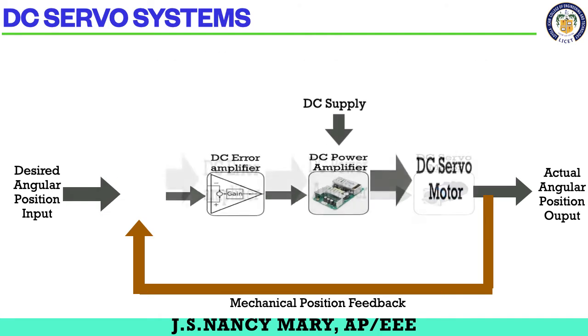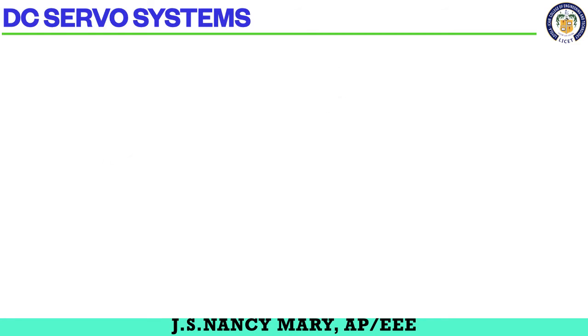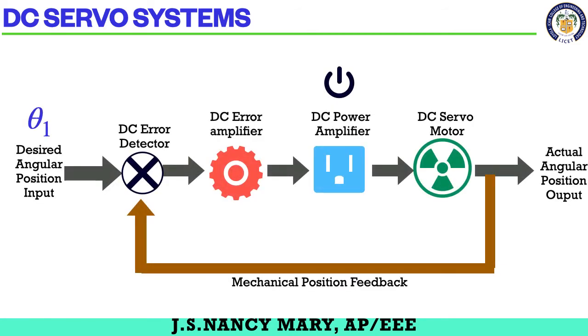So I'll just explain it. Let me say I need an angular position of theta 1, it may be 60 or 70 degrees. Now I switch on the DC power supply and the motor rotates. It gives me theta 2, which is given back to the error detector. The error detector finds the difference between theta 1 and theta 2. The amplifier amplifies it and gives it to the power amplifier. Then the DC motor rotates accordingly until it reaches theta 1, which will be sensed. So this is the DC servo motor.